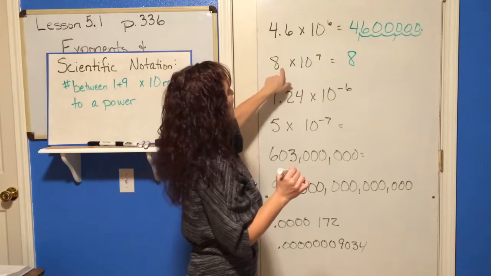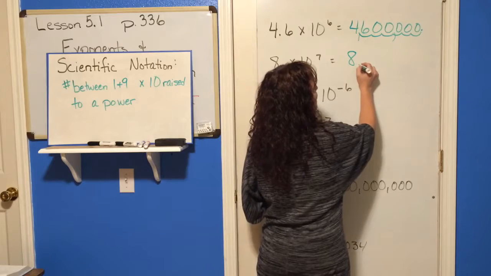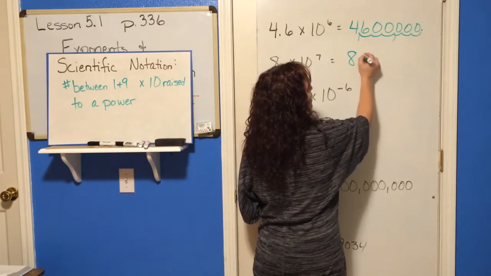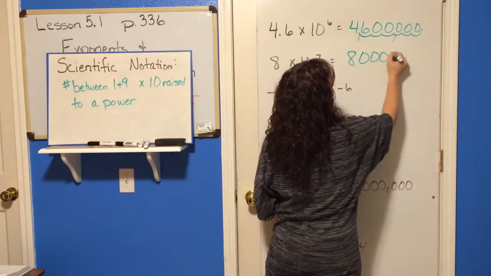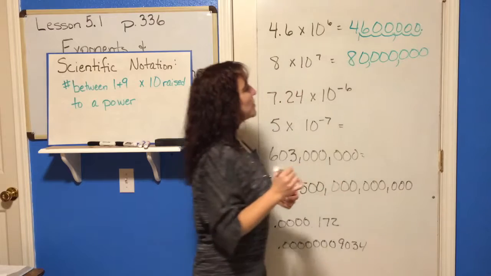All right, the decimal is at the end when you don't see it. And so we're going to move the decimal 7 places. And when we move it 7 places, since there are no other numbers, we're simply going to add 7 zeros. 1, 2, 3, 4, 5, 6, 7, and then 1, 2, 3, and put in your commas.